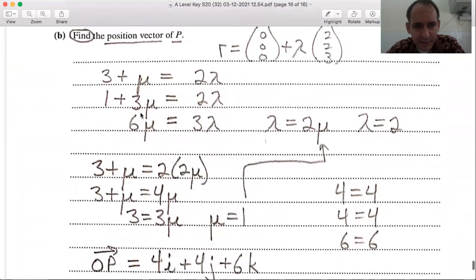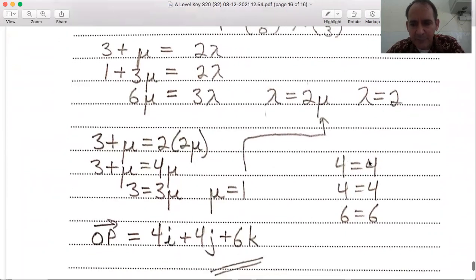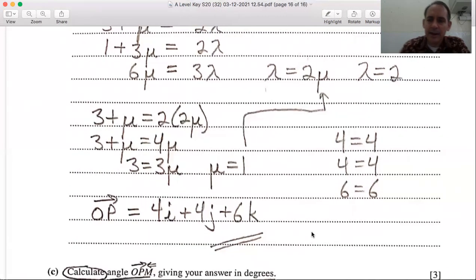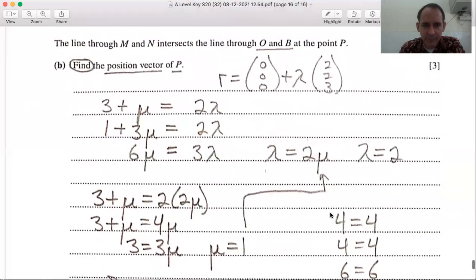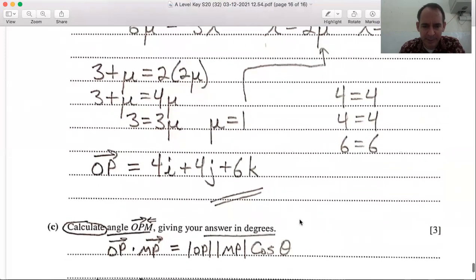So when we plug them in, the 1 for the mu's, the 2 for the lambdas, we get 4, 4, 6 and 4, 4, 6, which means that they are consistent, and that's our coordinates of intersection. So OP would be 4i plus 4j plus 6k. That is our position vector for point P.